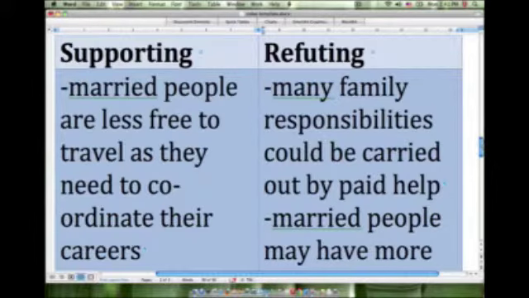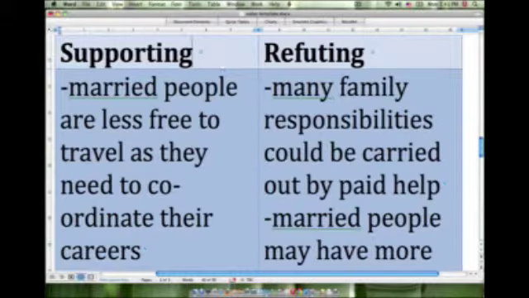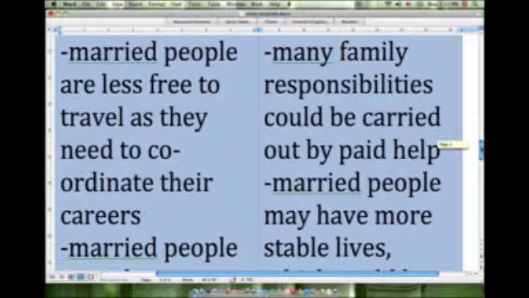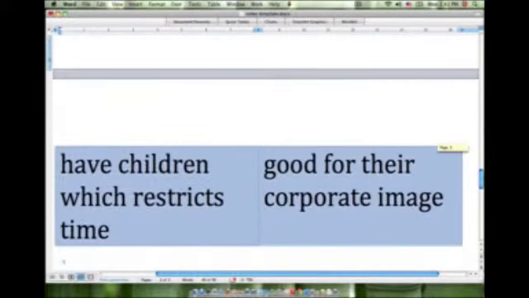So let's assume that we're going to support this idea, that it's easier for unmarried people to achieve success in their careers than it is for their married counterparts. So the 2 points that we've decided on are: married people are less free to travel as they need to coordinate their careers, and married people may choose to have children earlier, which would restrict their free time and would restrict the time that they can commit to their career.